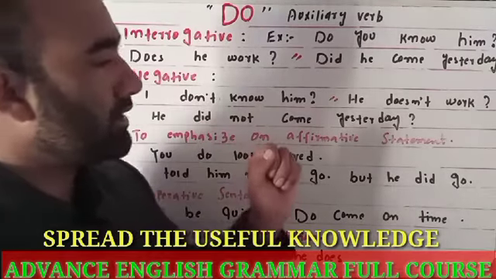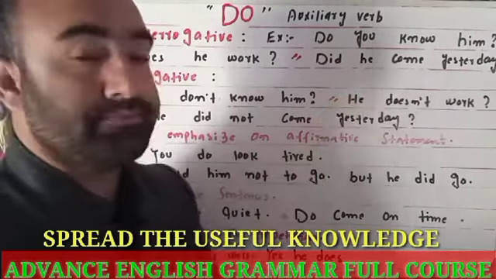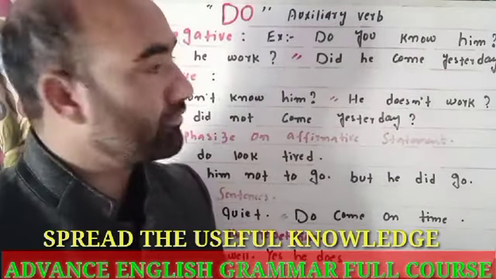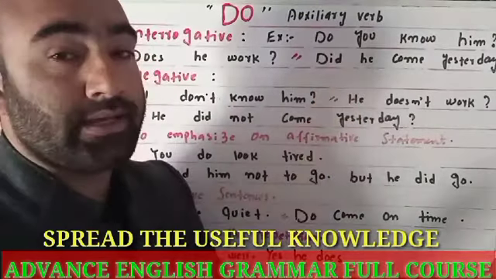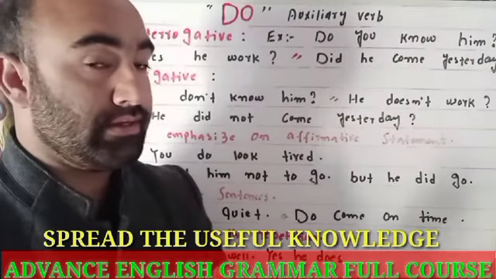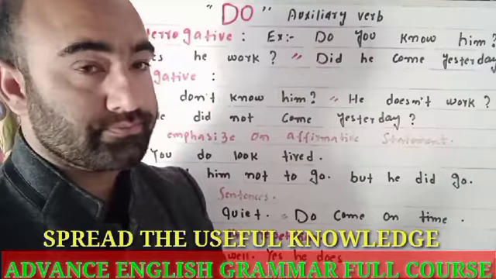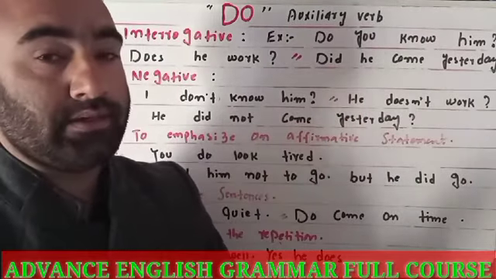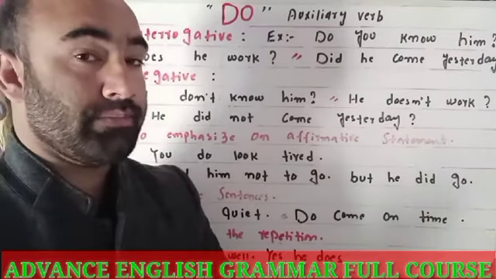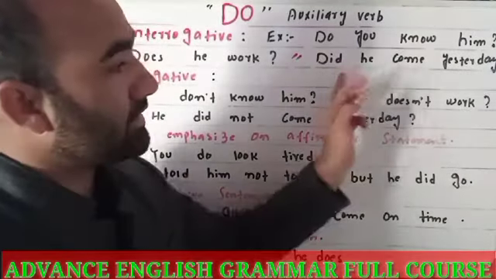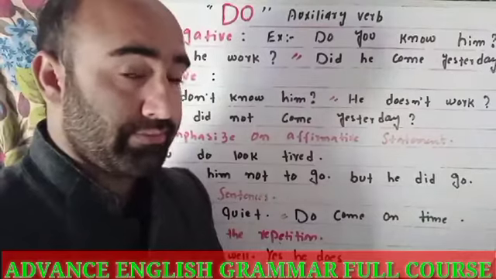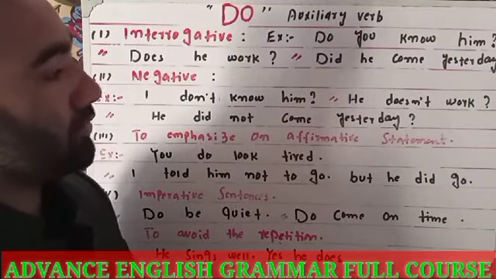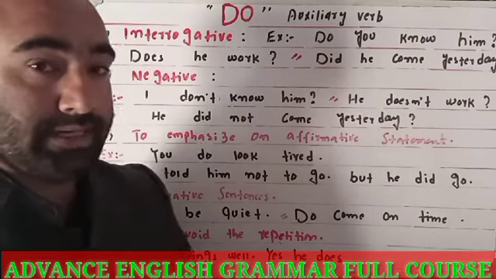Does he work? Now the past simple: did he come yesterday? Now you can see that did is the past form of the verb do. We use the verb did in the past tense. Did he come yesterday? Whenever we are making questions, we have to put the auxiliary verb did there.